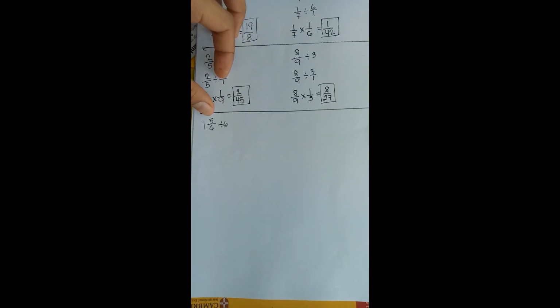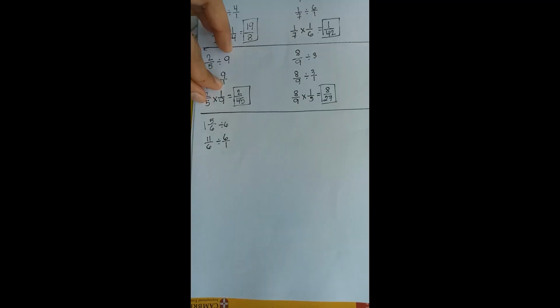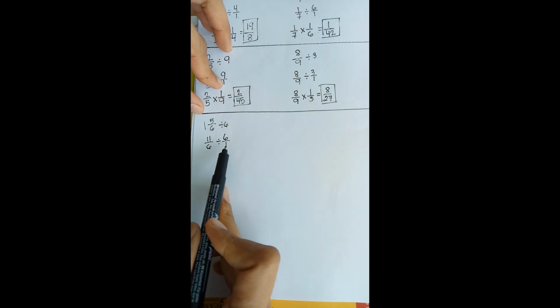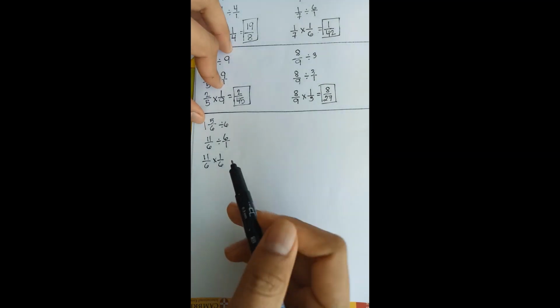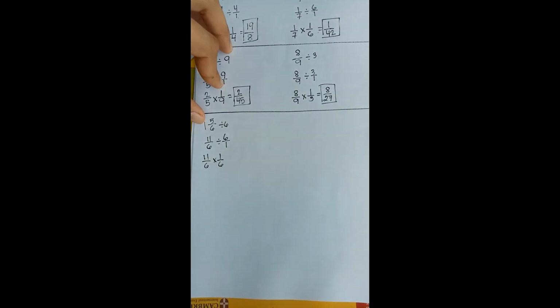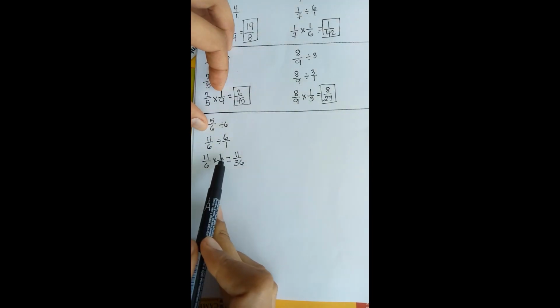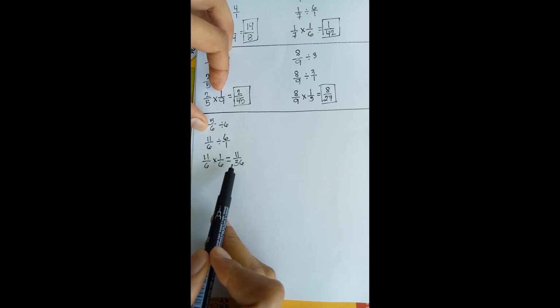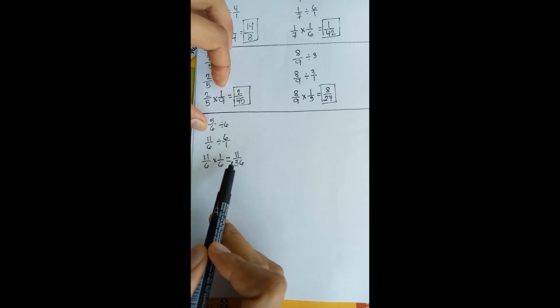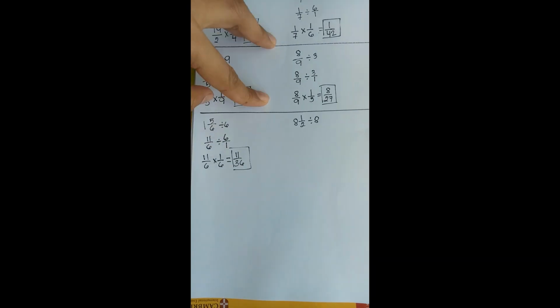Next problem, 1 5/6 divided by 6. I converted to improper and a fraction. I flipped one of the fractions and changed the sign. I multiplied numerators and denominators. I got 11/36. It's a simplified answer, so that's our answer.